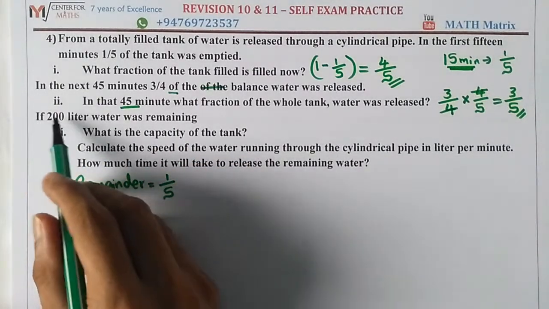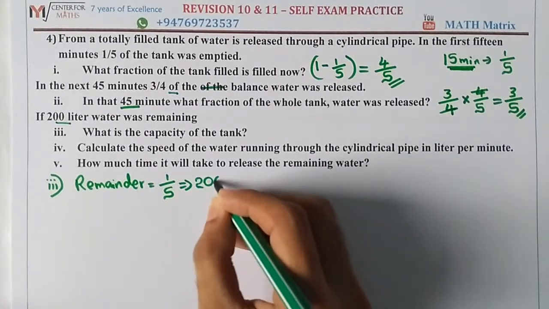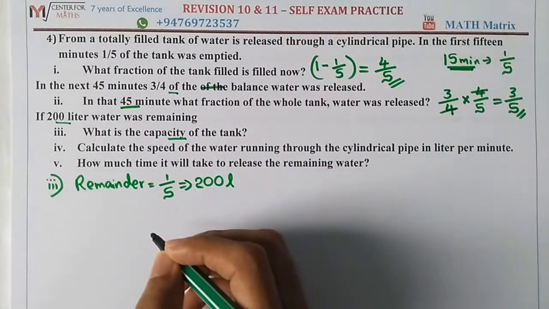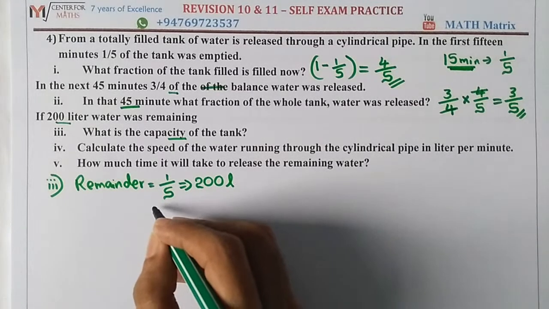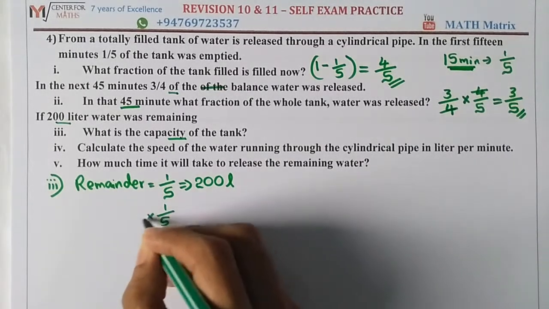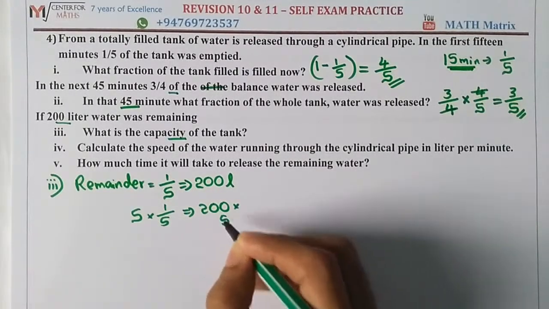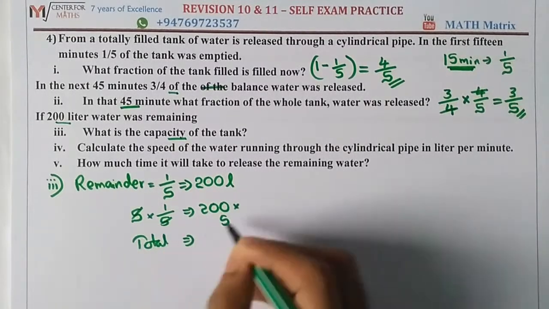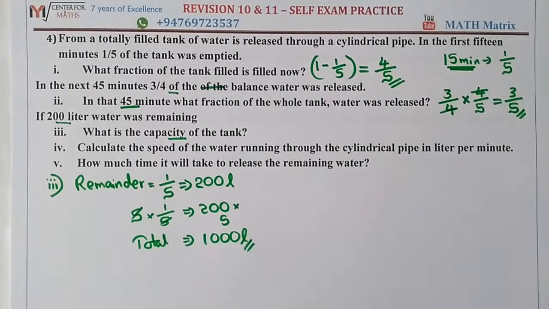So that remainder is equal to 200 liters. That means this 1 part is equal to 200 liters. Now they are asking the total capacity of the tank. So how to calculate the total capacity? One part is 200, so to find the total, what do we have to do? We have to multiply this by 5. So 200 multiplied by 5. Then how much will you get? 5 and 5 cancel. 1 means total. So the total is 1000 liters. So the answer for the third one is 1000 liters.